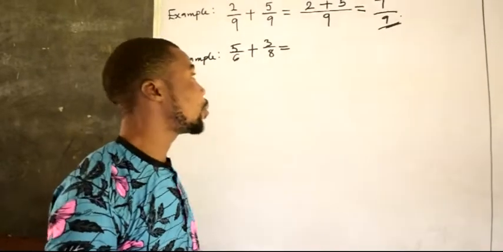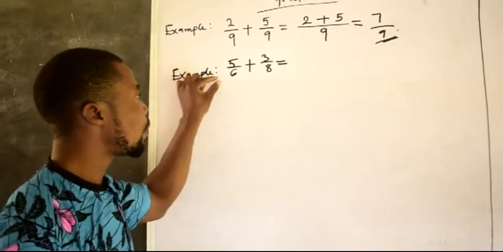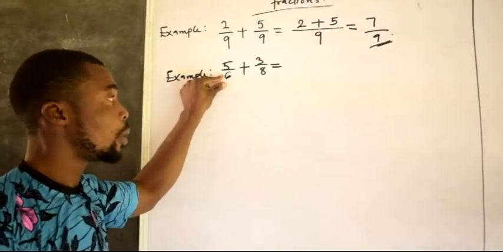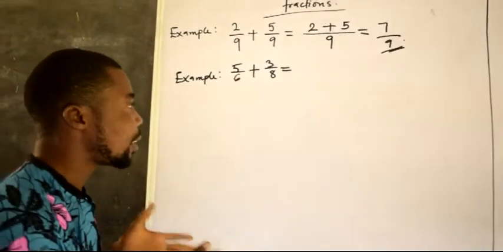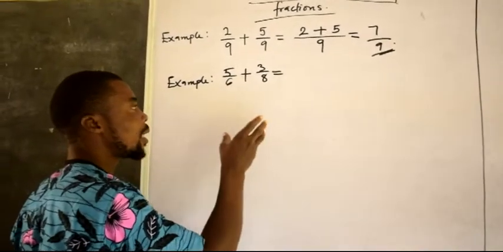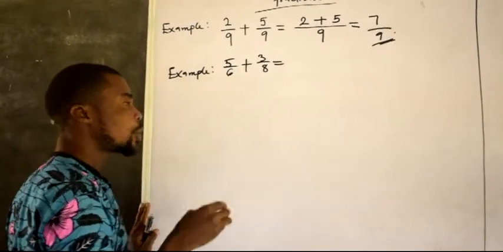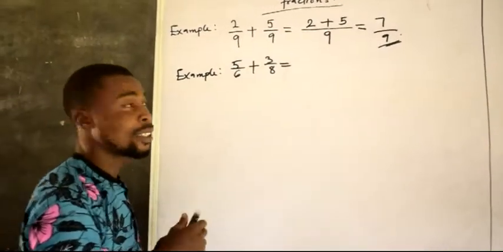Here is the second example, where we have different denominators. We have 6 here as a denominator and 8 here. If we are adding or subtracting fractions, the first thing you will do, like I said earlier, is find the LCM.